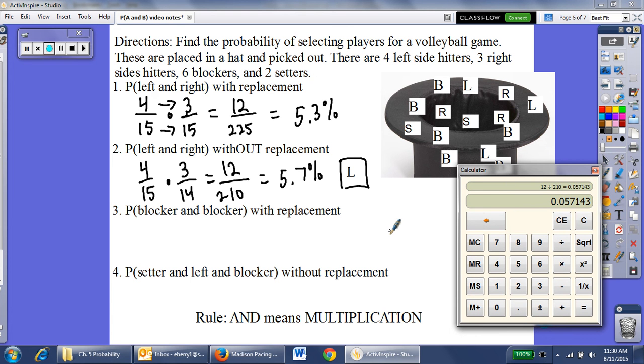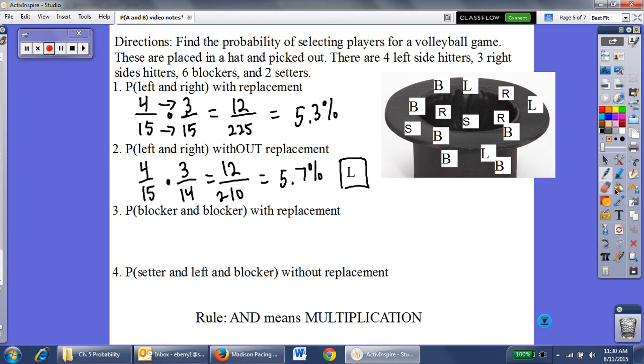Okay, number 3. The probability of getting a blocker and a blocker with replacement. Okay, so let's see how many blockers. It looks like in the hat there are 6 blockers, so that's 6 out of 15. Let me make sure I put that left back in there so we have the total.